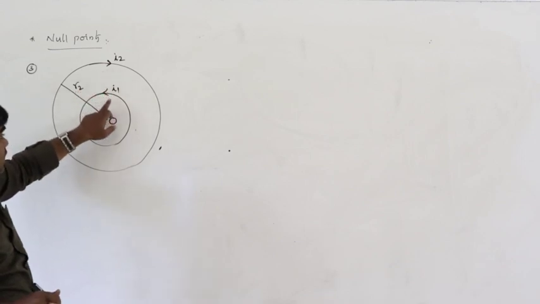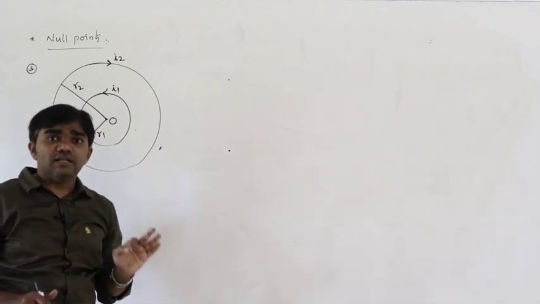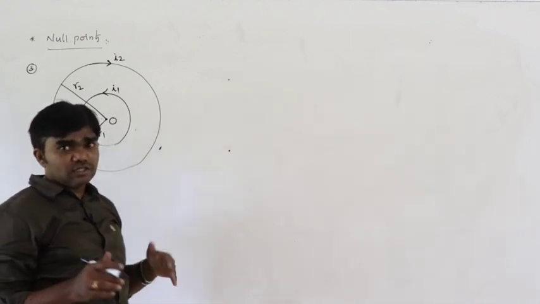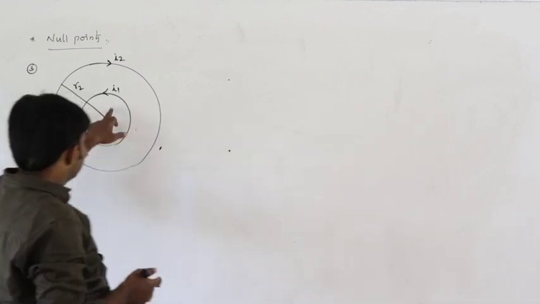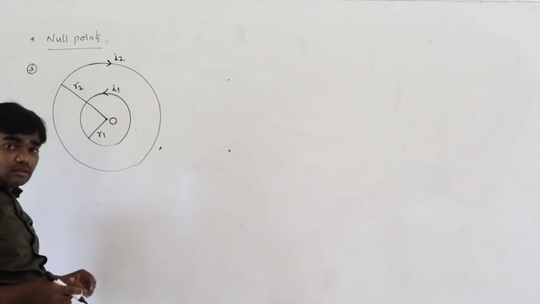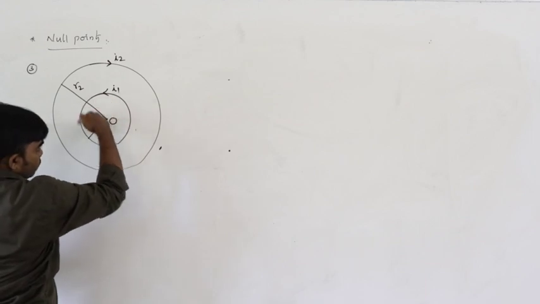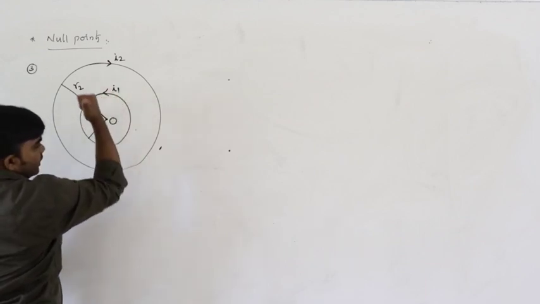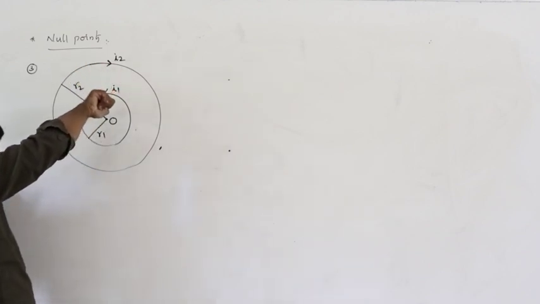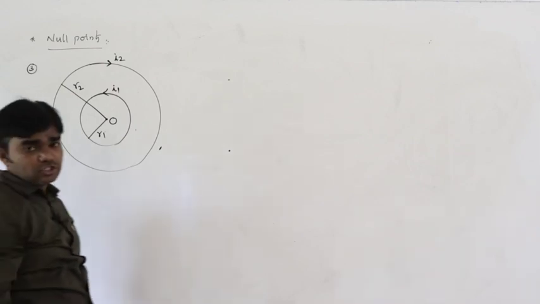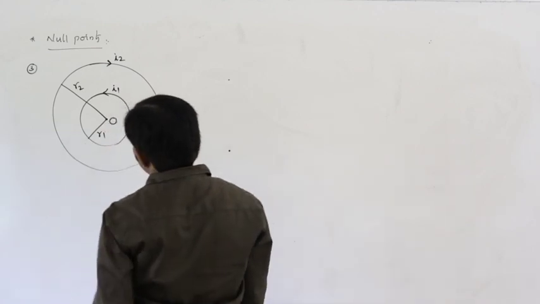If both the currents are in the same direction, in both the cases, the net magnetic field is nothing but the addition of those two. But if the currents are in opposite direction, both the magnetic fields are in opposite direction. See here, due to the inner current carrying conductor, the direction of the magnetic field is outwards. Due to the outer current carrying conductor, the direction of the magnetic field is inwards. Both are in opposite direction. So there is a possibility of null point at the point O.